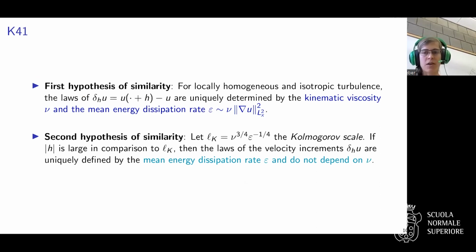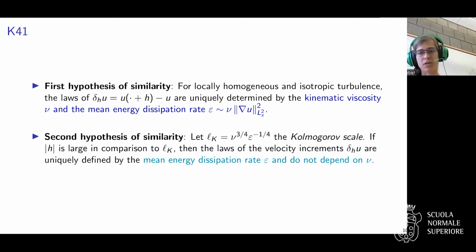Then he had another hypothesis, for when nu is very small, and so h is large compared to nu. To do this, he defined what is called the Kolmogorov scale, which is this quantity here: nu to the power 3/4, and then epsilon, the mean energy dissipation rate, to the power minus 1/4. As long as the norm of h is large in comparison to this Kolmogorov scale, then he said the laws of the velocity increments are uniquely defined by the mean energy dissipation rate, and they do not depend on the viscosity.